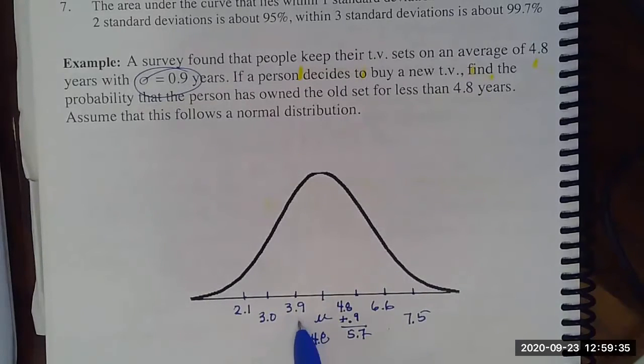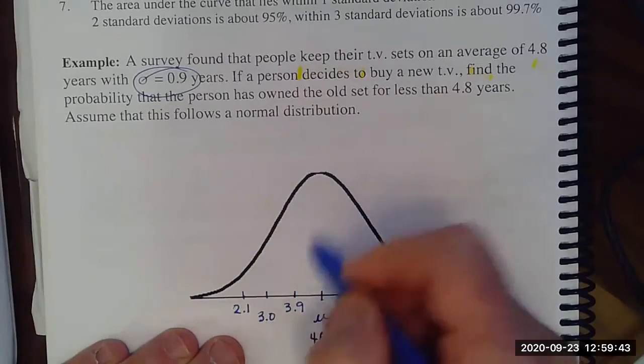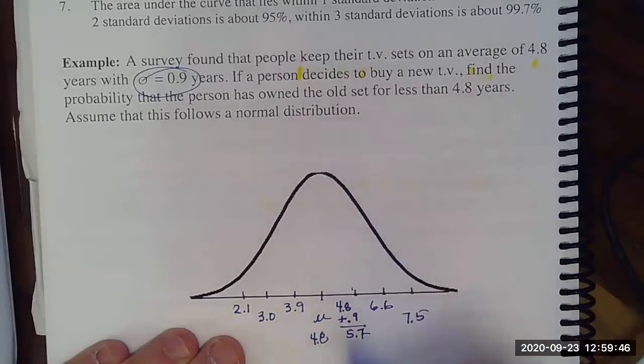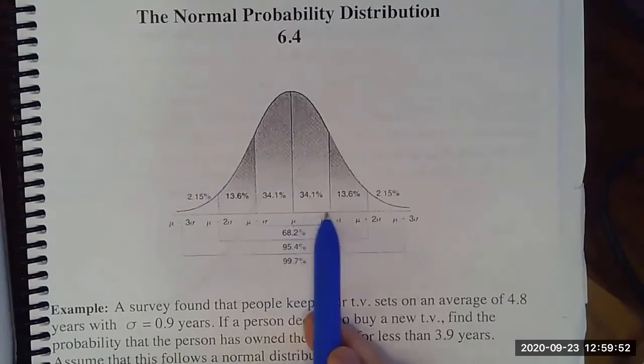Someone who says they own their TV set between 3.9 and 4.8 years, that probability right here would be about 68%. Why do I say 68%? Well, it's in between here. It's about 68.2%.